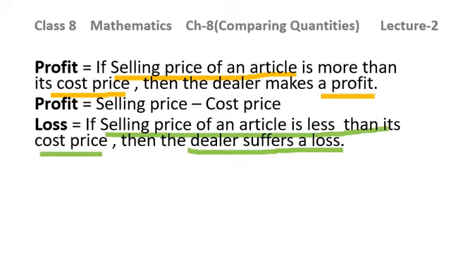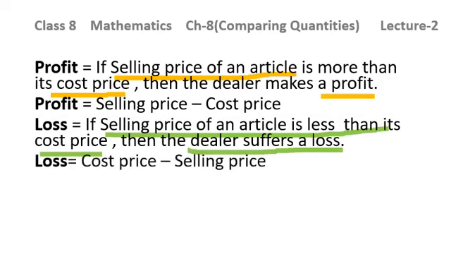So what do you mean by loss? How will you define loss? If the selling price of an article is less than its cost price, then the dealer suffers a loss. Or loss is equal to cost price minus selling price, because cost price was greater. You purchased an article for rupees 100 but sold it for rupees 80, so cost price minus selling price will give you loss. So profit is equal to selling price minus cost price, and loss is equal to cost price minus selling price.